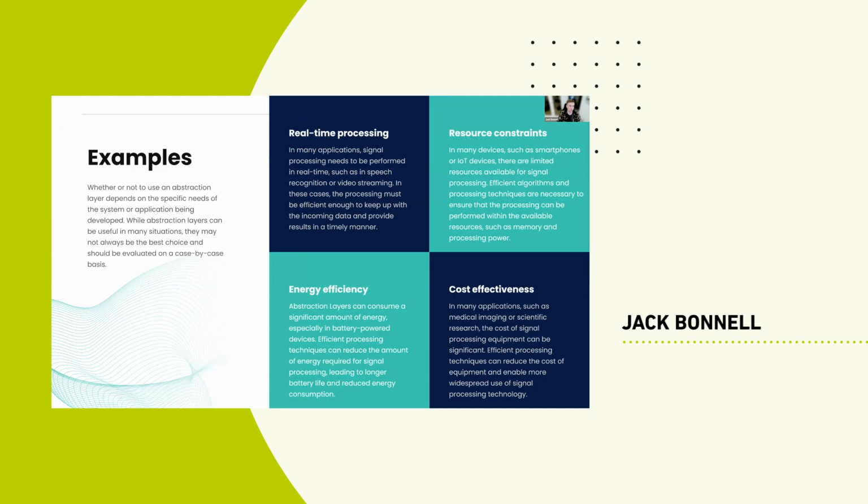And so some examples we spoke about, so real-time processing, resource constraints. So for example, if you don't have the power because you're using an MCU, but you created your abstraction layer on x86 with 16 gigs of RAM, well, it's not going to work, sadly, because obviously you haven't got the ability to use the resources.